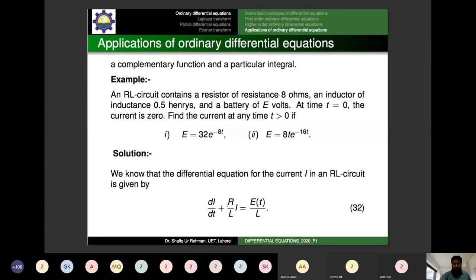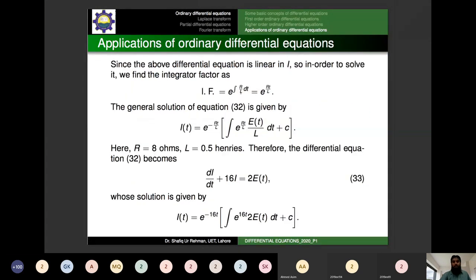So e raised to the power integral of p with respect to the variable of integration. The independent variable is t, so the variable of integration is going to be t. R and L are constant values and could be taken outside the integral. The integral and differential cancel out, and we are left with the integrating factor. And we know how to proceed for the solution.